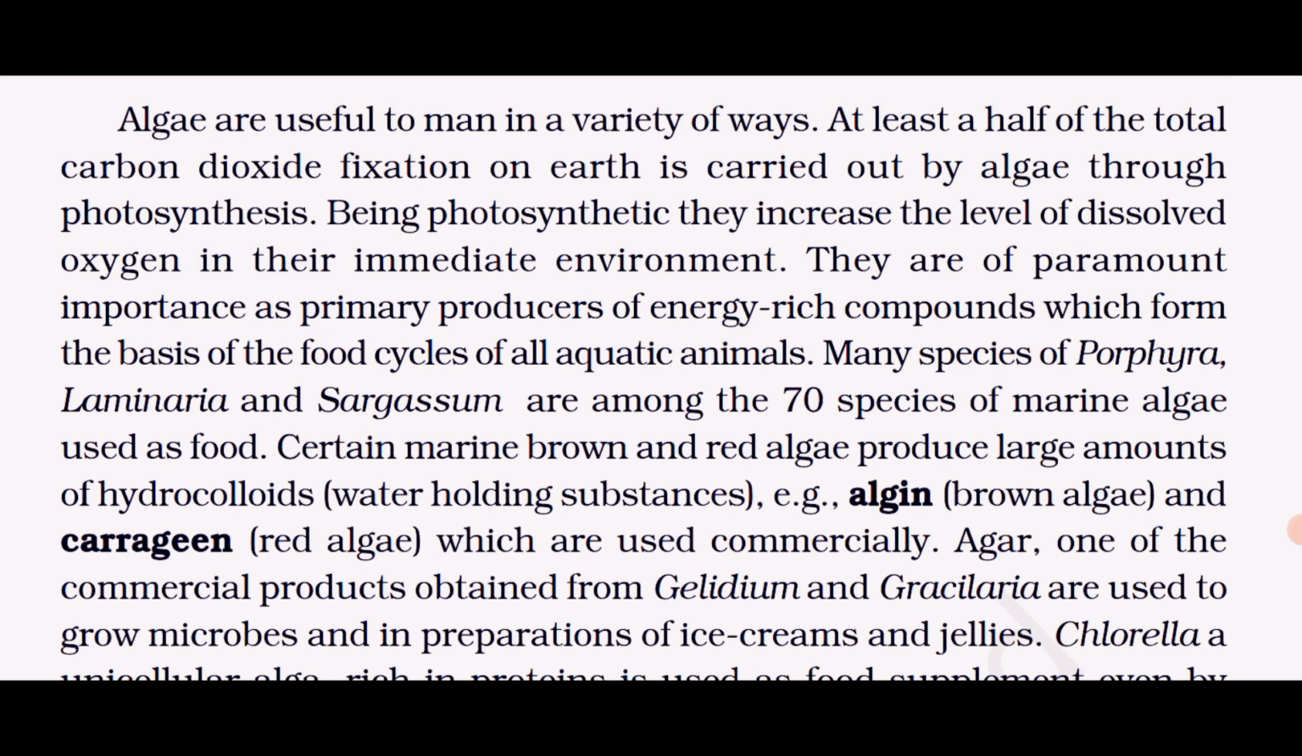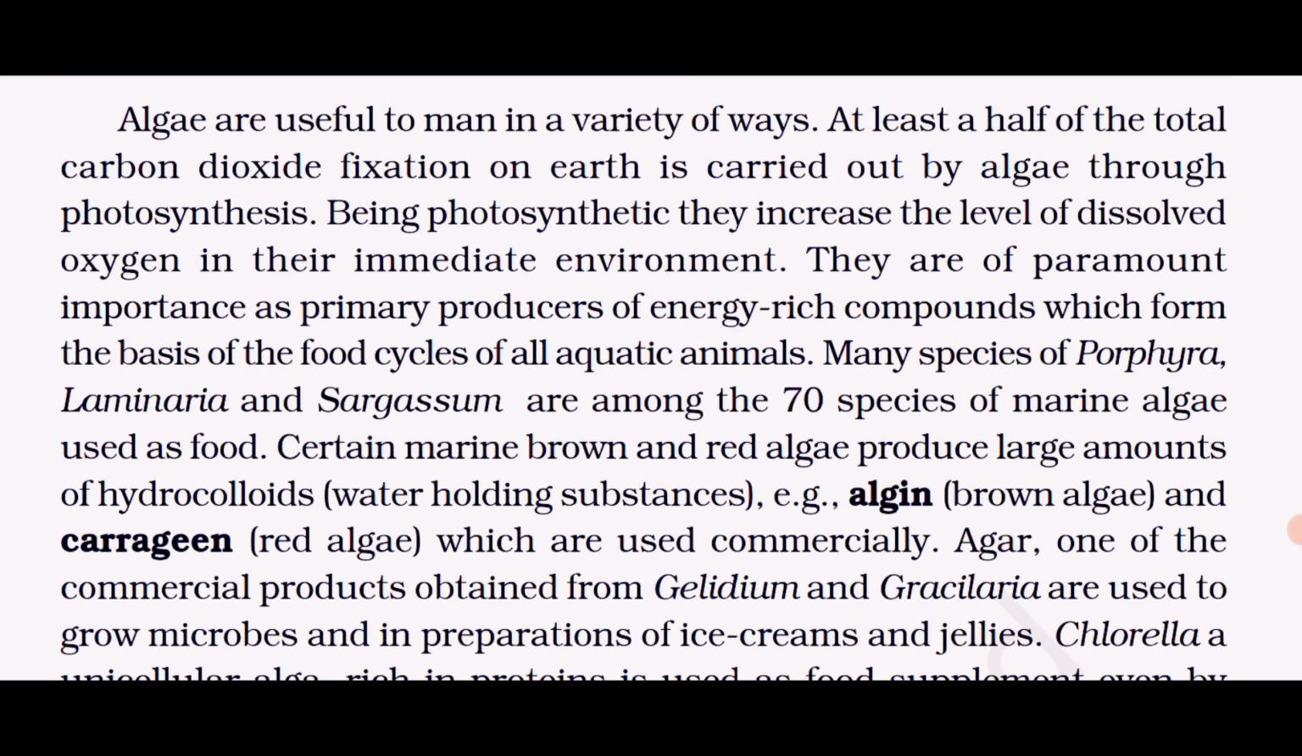Many species of Porphyra, Laminaria and Sargassum are among the 70 species of marine algae used as food. Certain marine brown and red algae produce large amounts of hydrocolloids, water-holding substances, e.g., algin from brown algae and carrageen from red algae, which are used commercially.